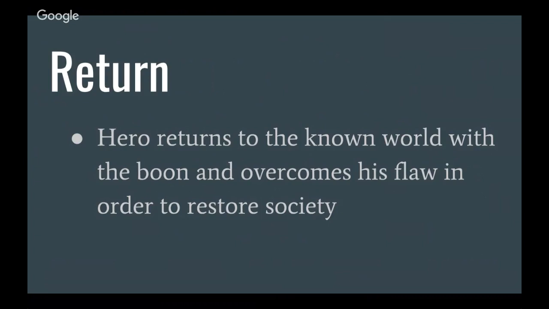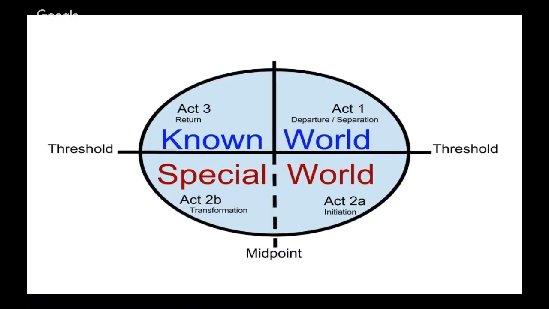It's usually an elixir or some sort of special power or weapon. Sometimes it can be plans to like a Death Star or something like that. And then they overcome their flaw in order to restore society. All right. And here I have another graphic that just depicts what's going on.